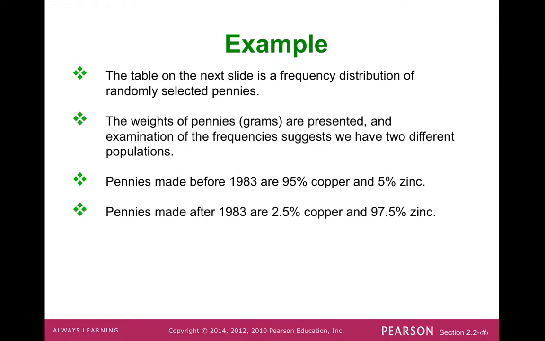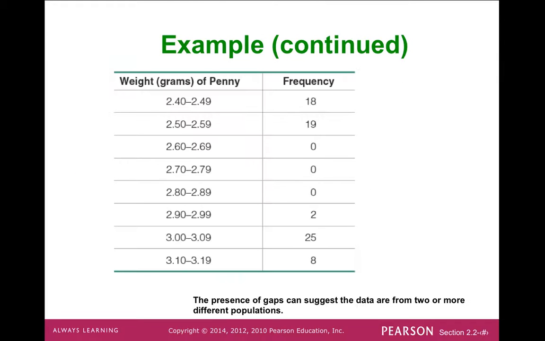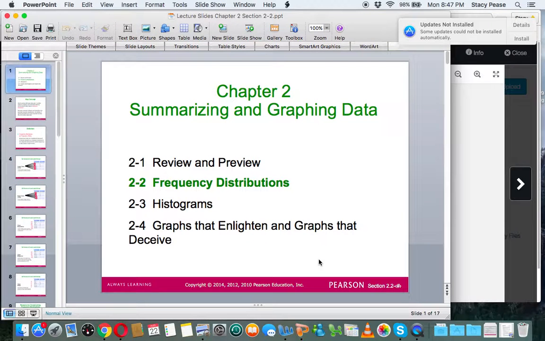Pennies that were made before 1983 are 95% copper and 5% zinc, whereas pennies made after 1983 are 2.5% copper and 97.5% zinc. So really what you're seeing in this diagram is pennies that were pre-1983 and pennies that were post-1983. By putting your data into a table like this, you're able to see this visually very quickly. Okay, that's going to end section 2.2 on frequency distributions. Coming up next, section 2.3 on histograms.